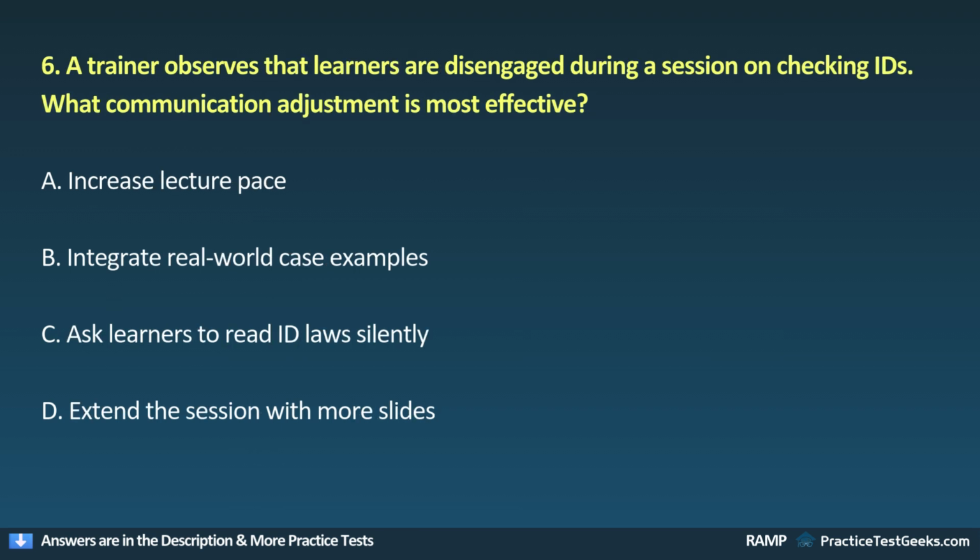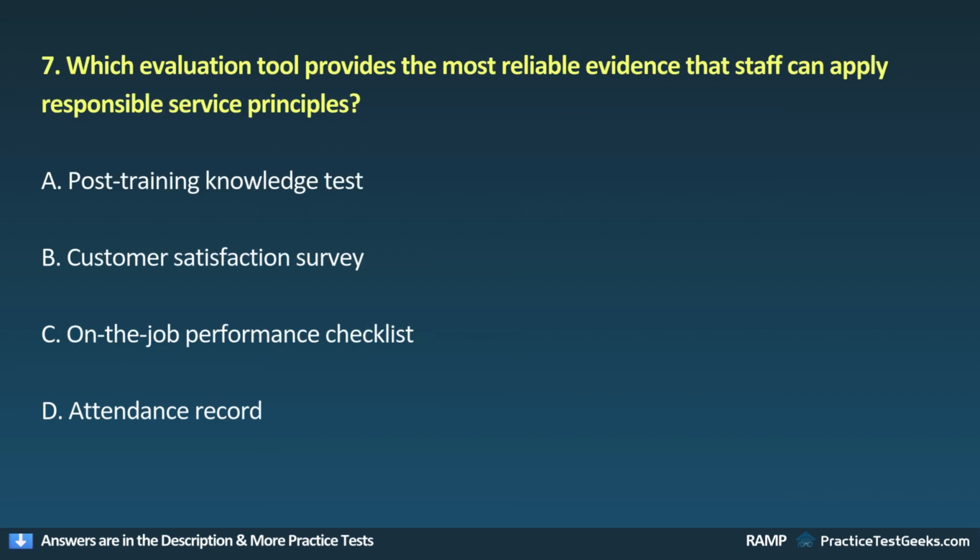6. A trainer observes that learners are disengaged during a session on checking IDs. What communication adjustment is most effective? A. Increase lecture pace. B. Integrate real-world case examples. C. Ask learners to read ID laws silently. D. Extend the session with more slides.